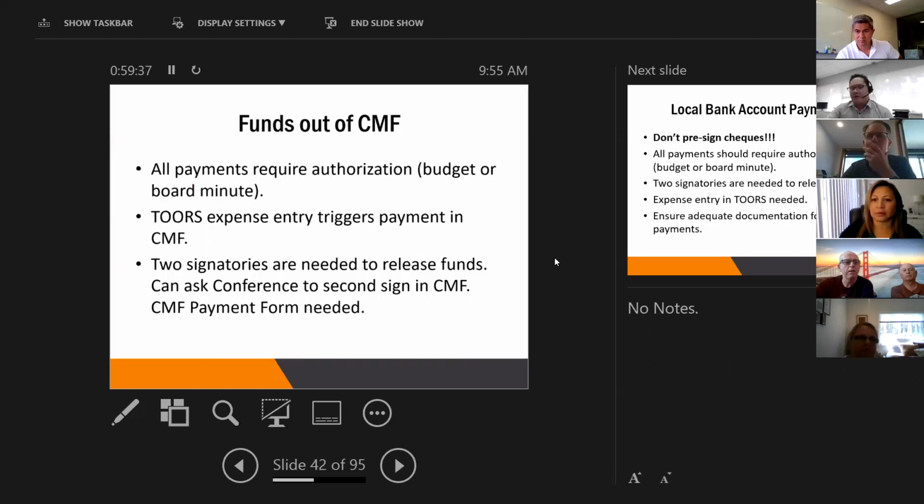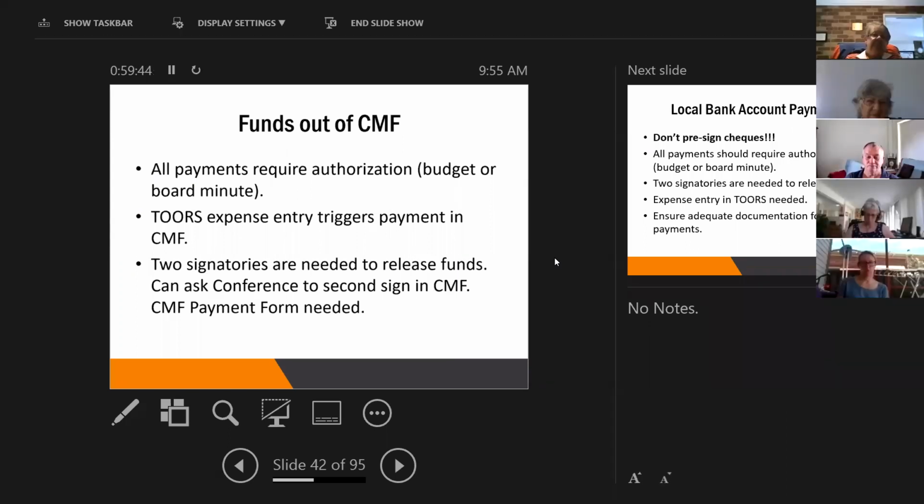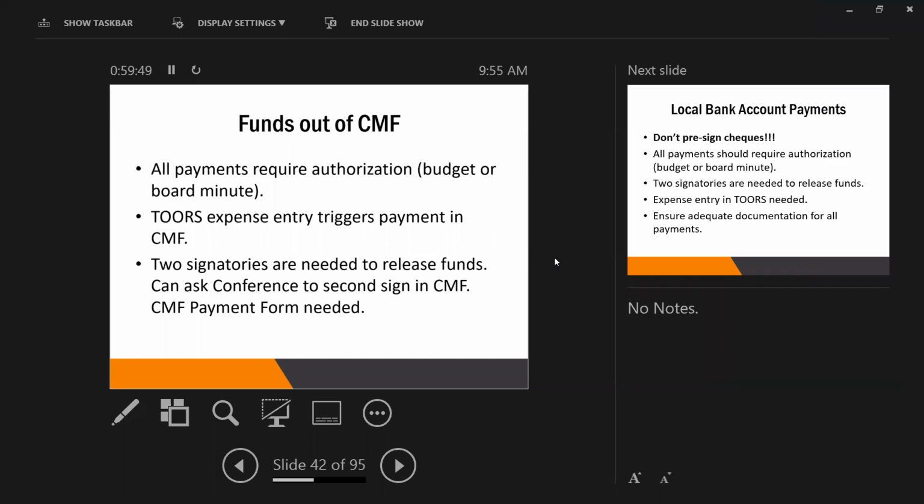All payments require authorization, either by the budget, an actual budget, or a board minute. What you find is some churches have policies on, for example, if an expenditure is more than, say, $500, it needs to be authorized by the board meeting or maybe the business meeting at your church. And that amount can depend on the size of your church and the finances of your church.